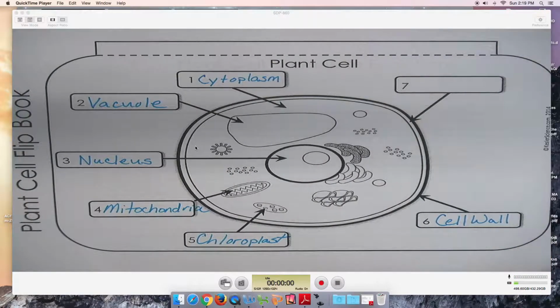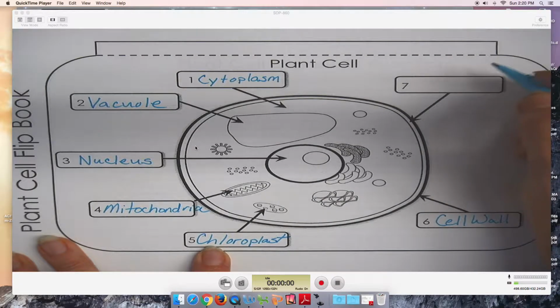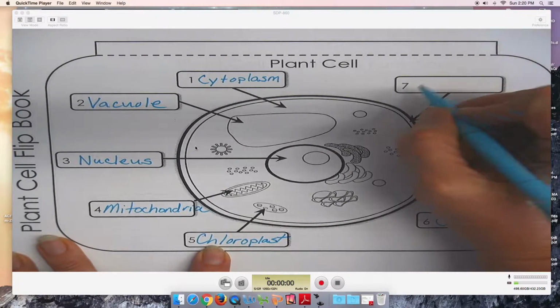And the cell wall gives structure and support for the cell. It actually provides the stem and all of the parts a more rigid structure. It's very important for protection. And last, on this page, we have the cell membrane.